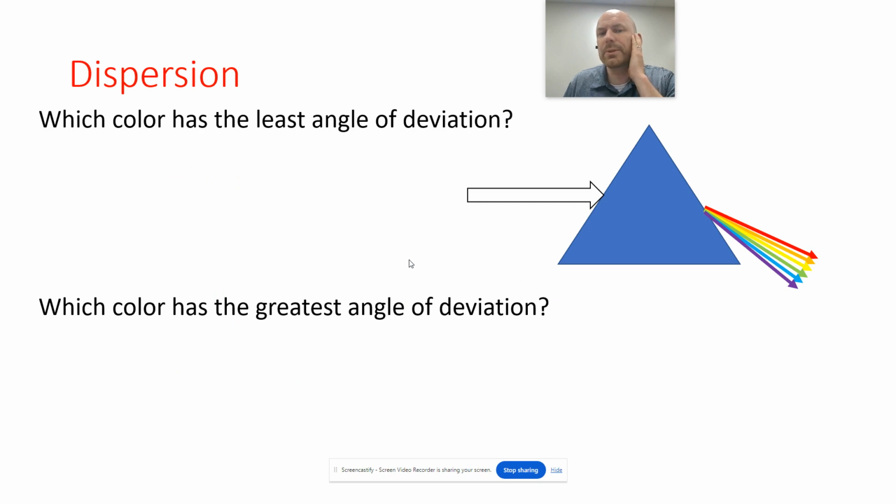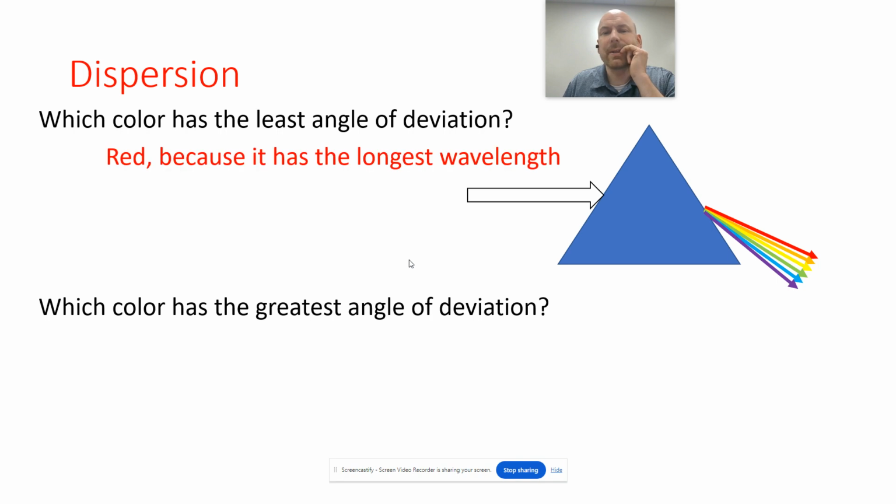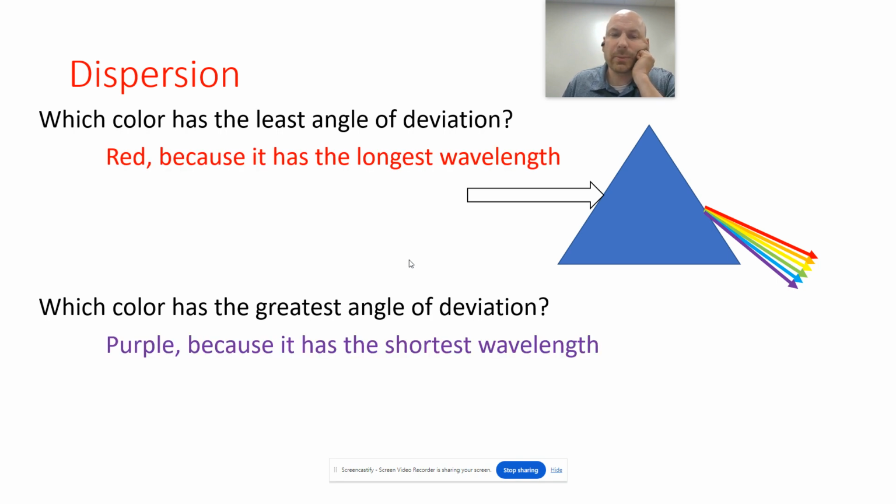So which color has the least angle of deviation, like changes direction the least? It's red. And which one has the greatest? Purple or violet.